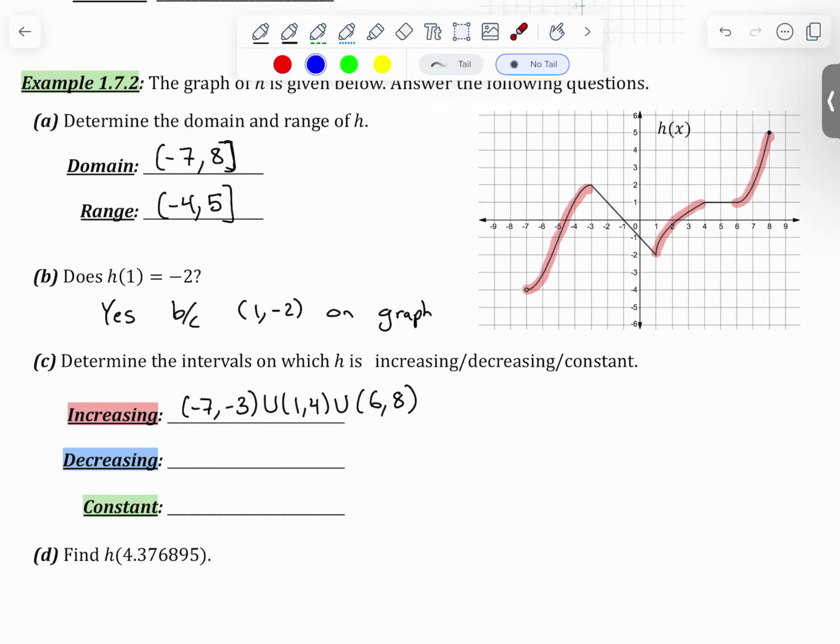Decreasing, this function only has one interval of decrease right here, from x equals -3 to 1. And it only has one interval of being constant, which is from 4 to 6.